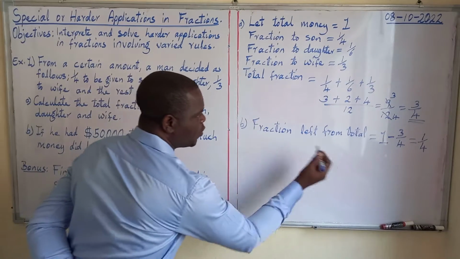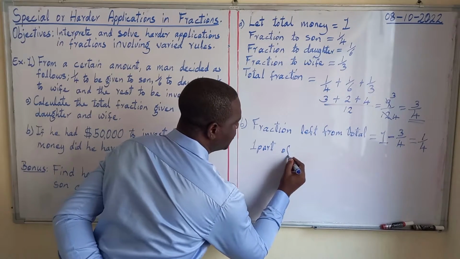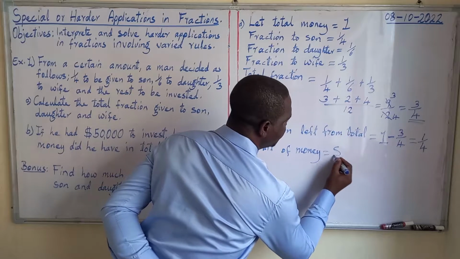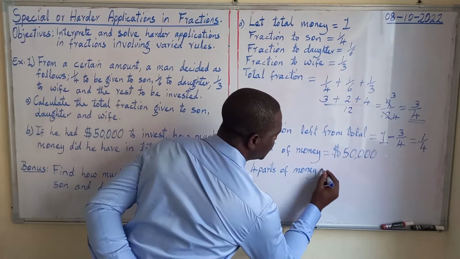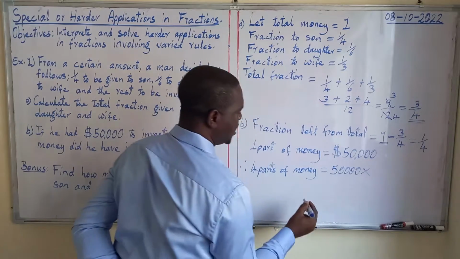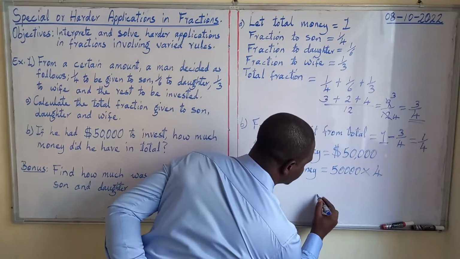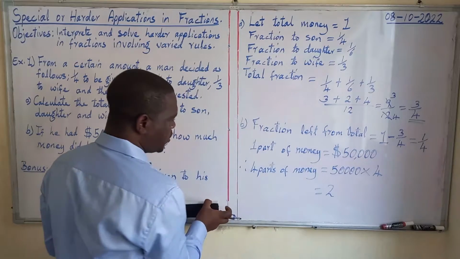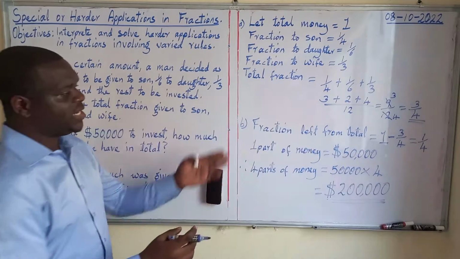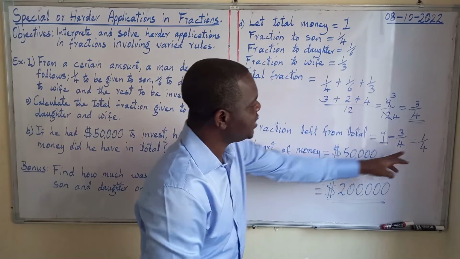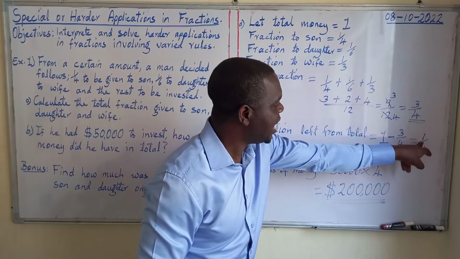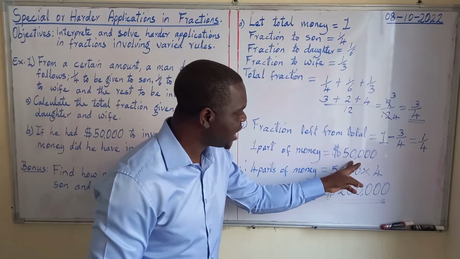So we know 1/4, 1 part of money, is equal to $50,000. Therefore, 4 parts of money will be equal to 50,000 times 4, which is equal to $200,000. At this level, you realize that this amount is divided into 4 parts, and 1 part out of the 4 parts is $50,000.